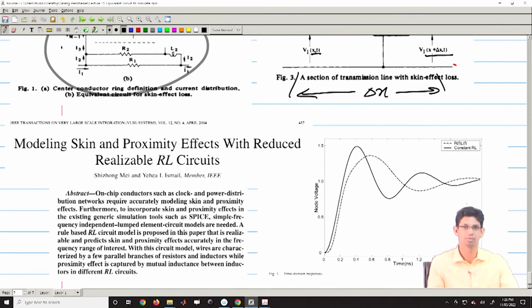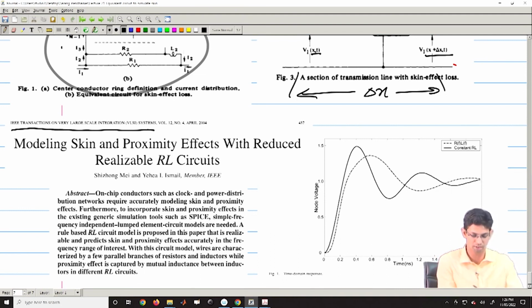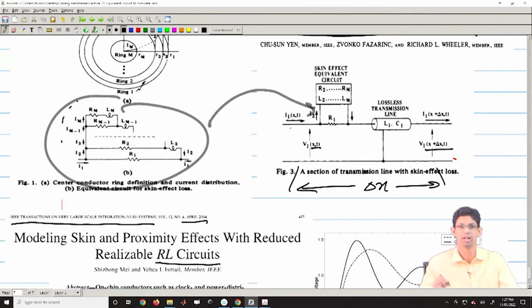For further reading, I would refer you to another paper from IEEE Transactions on VLSI Systems from 2004. The title is Modeling Skin and Proximity Effects with Reduced and Realizable RL Circuits. Basically it tells that, to incorporate skin effects and proximity effects in existing generic simulation tools such as SPICE, simple frequency independent lumped element circuit models are needed. So, these types of models are needed.